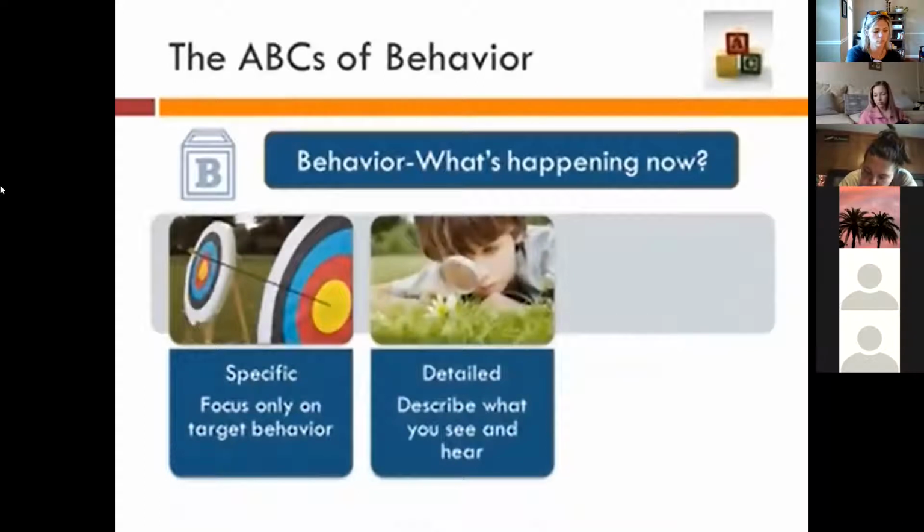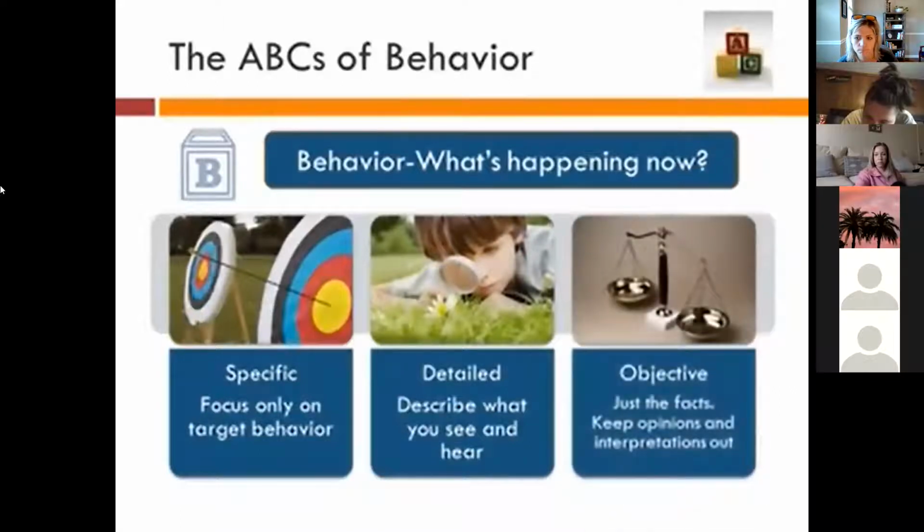The second thing you need to do is be detailed. When the behavior occurs, record everything that is said or done. For example, instead of saying the child called the teacher a name, you would say, the child stood next to the teacher and said, "You're a dummy," in a loud voice. The third thing you need to do is be objective. Objective means you record facts and not your opinion or interpretations of the behavior. For example, instead of saying he kicked the child viciously, you would say he kicked the child hard in the leg. Having specific, detailed, and objective observations will give you good information to use when coming up with behavior strategies.